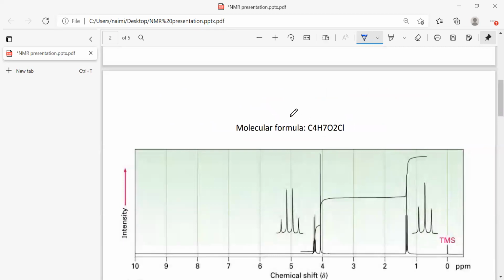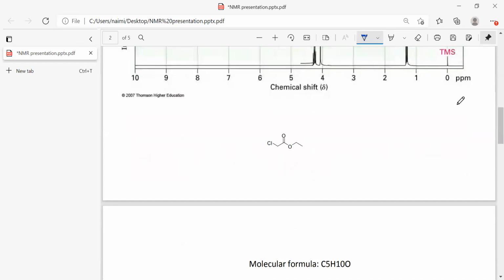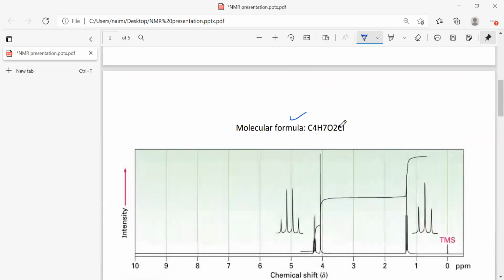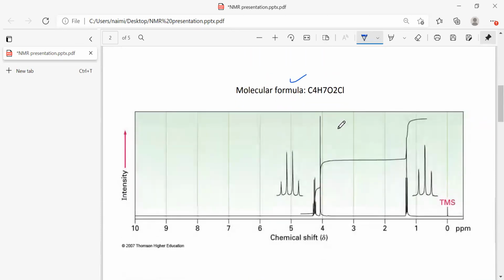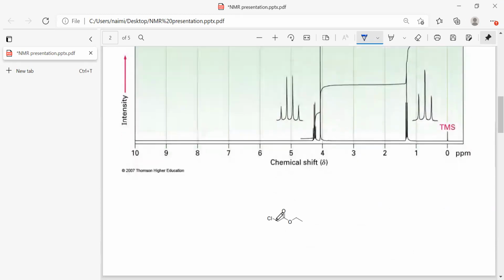Suppose I have mentioned one NMR spectrum and the molecular formula is given. The molecular formula is C4H7O2Cl. You can see here that there are two oxygens, which means an ester bond will be present. So I have mentioned the ester bond.